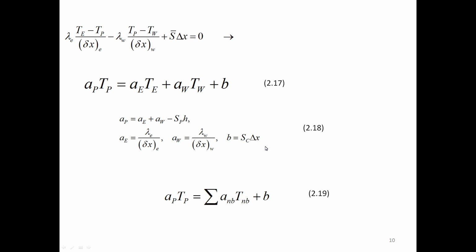In general, it is convenient to think of equation 2.17 as having the form, as you see in this equation, AP TP equals the sum of ANB TNB, plus B, where the subscript NB denotes a neighbor, and the summation is to be taken over all the neighbors of point P.